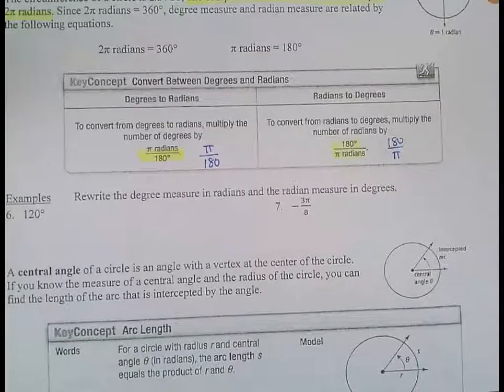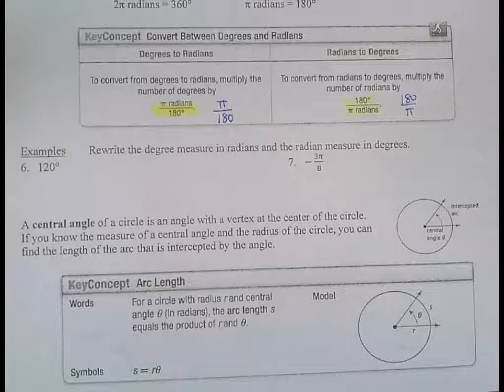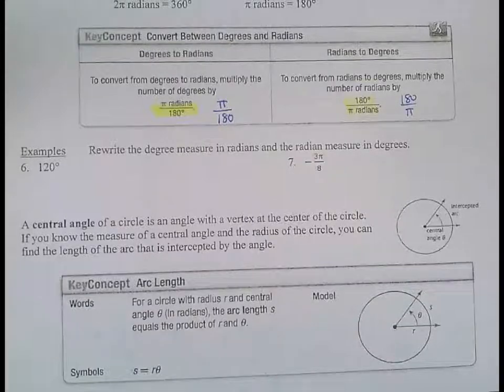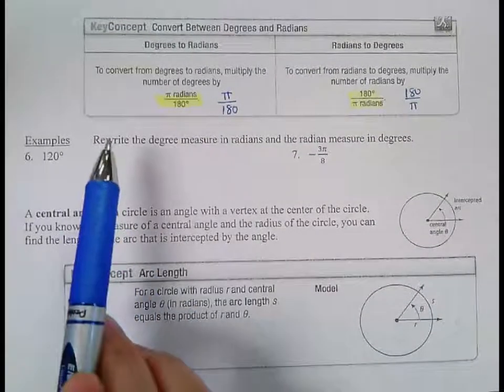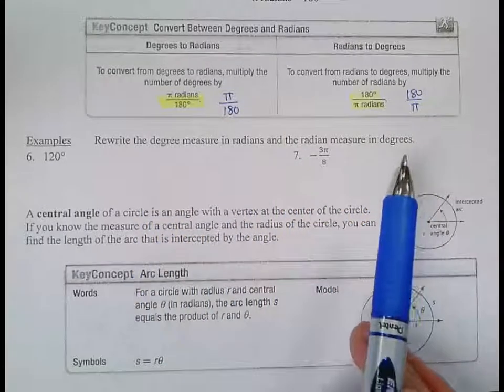And I'll show too in the examples why the conversions are the way they are. It's all about canceling out your units, just as if you were converting, say, between feet and inches, or even inches and centimeters. It's a conversion similar to that. So we'll get to examples of why we would need to convert between degrees and radians. But first, 6 and 7 are just practicing converting between the two. So you'll see directions that say rewrite the degree measure in radians and the radian measure in degrees.